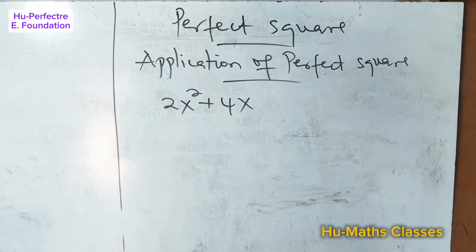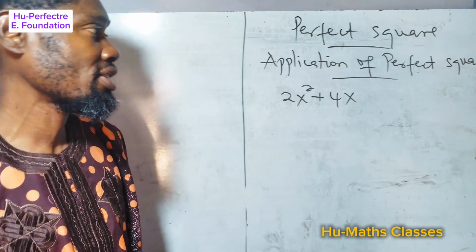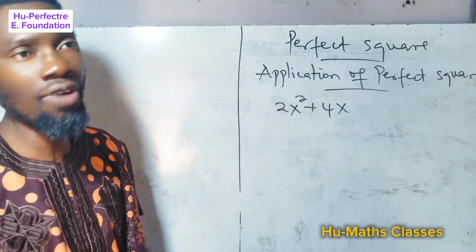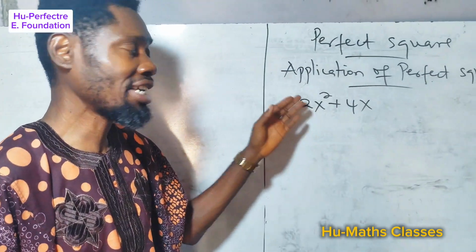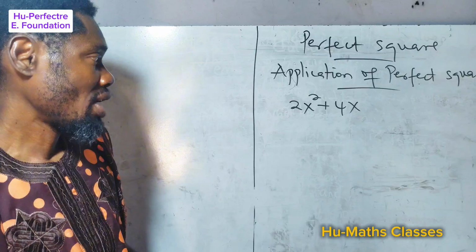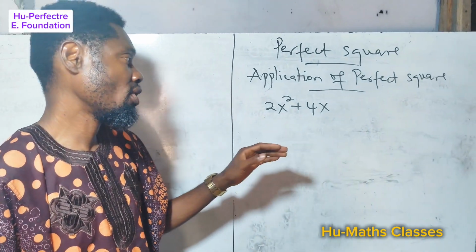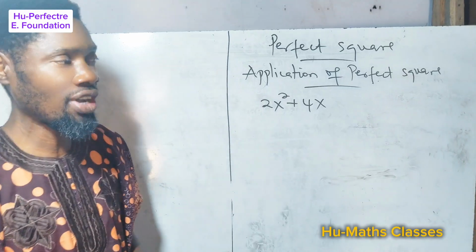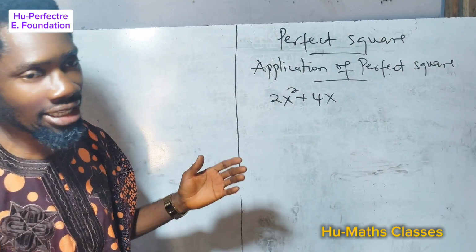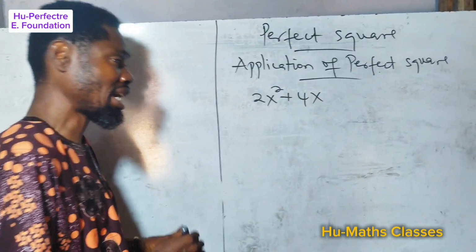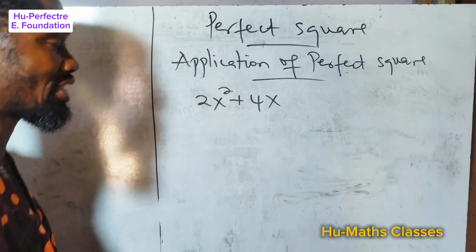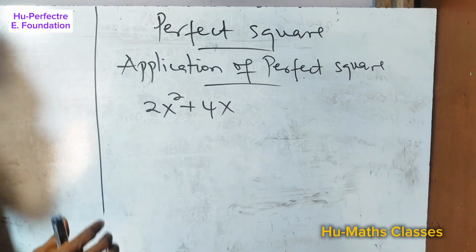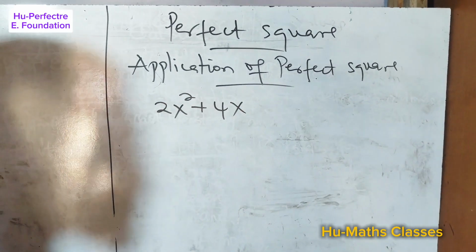Okay, let's look at the application of perfect squares today in our quadratic expressions. We are asked to express 2x to the power 2 plus 4x as a perfect square. How do we go about that? Let's start going through that carefully. Please pay proper attention to understand the steps involved in perfecting a square that has to do with quadratic problems.